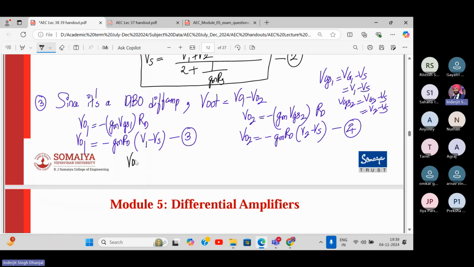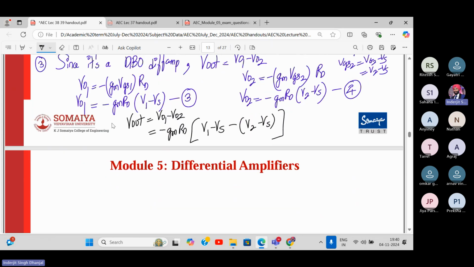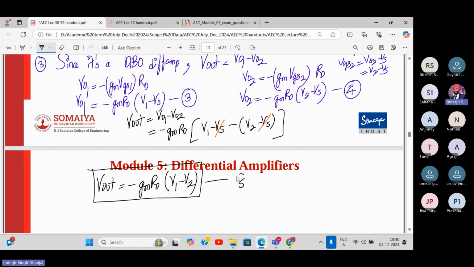Now we write output Vout is equal to VO1 minus VO2. So what do we get? Minus GmRD will be common, and inside the bracket, what do we get? V1 minus Vs minus of V2 minus Vs. What gets cancelled now? Vs gets cancelled. Yes or no? And how much is the output? So output is minus Gm into RD into V1 minus V2. Agree? Yes or no? This is equation number 5.